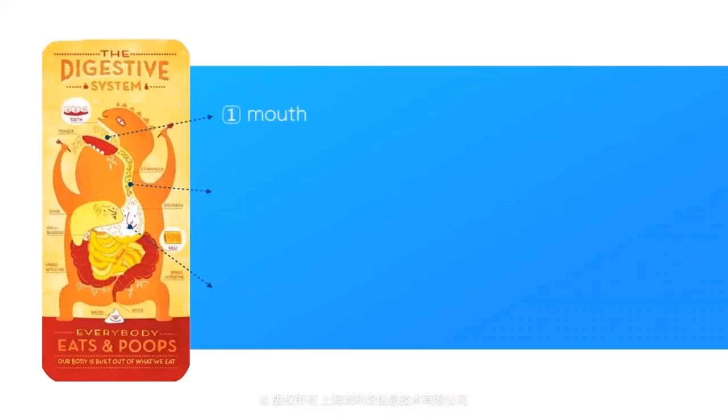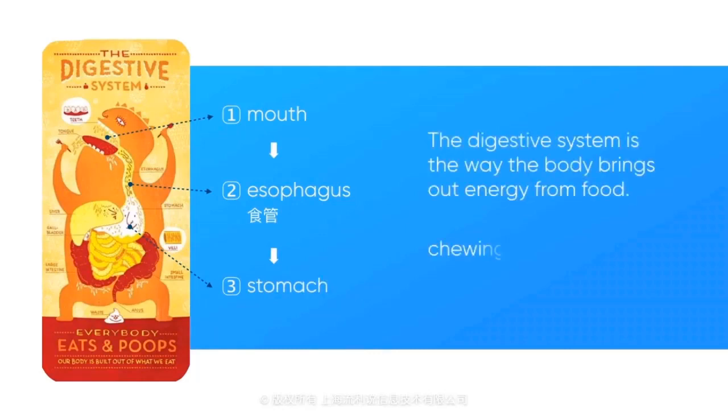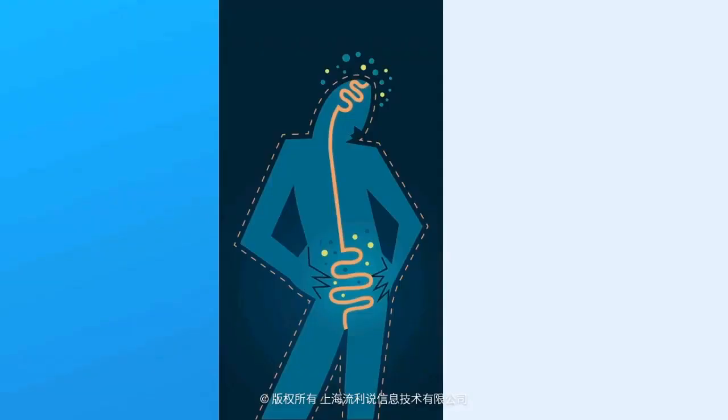The digestive system is the way the body obtains energy from food. The first step is the mouth, which breaks down large chunks of food by chewing and swallowing. The food then goes down the esophagus and into the stomach. The stomach further breaks down the food with stomach acid.